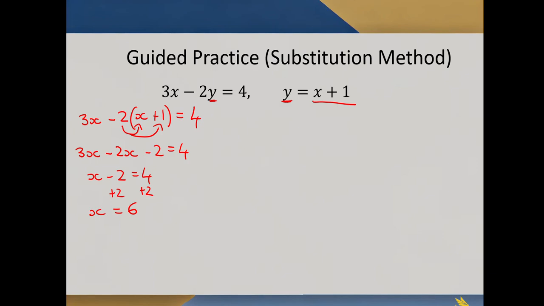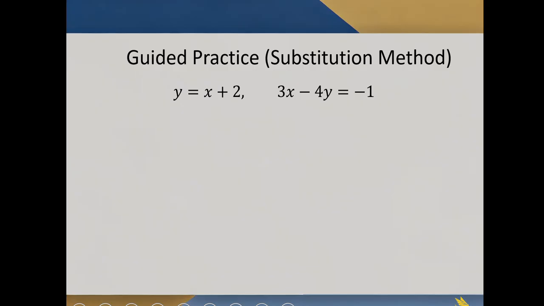Now I know what x is, I just need to substitute it into my equation. So that will give me y is equal to x, which is 6, plus 1. y must be 7, so my coordinate will be 6, 7. Again, make sure you're pausing these videos to have a go yourself.